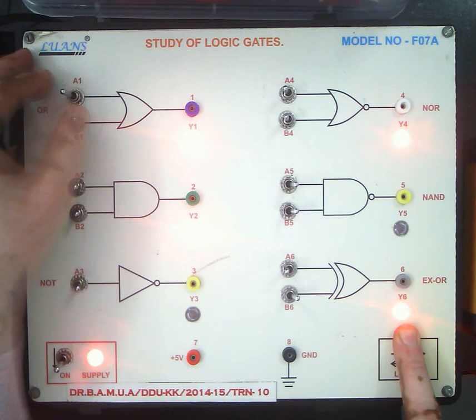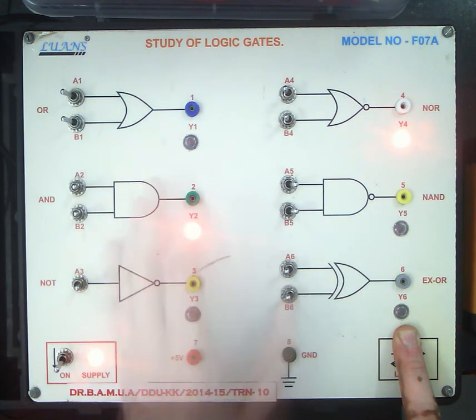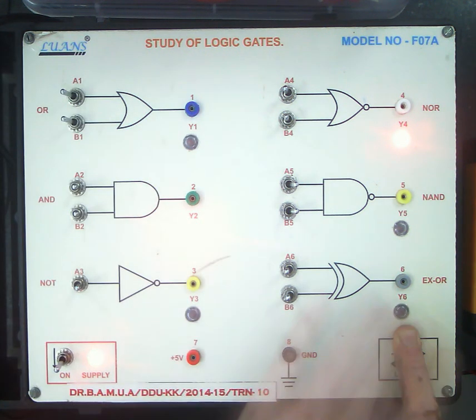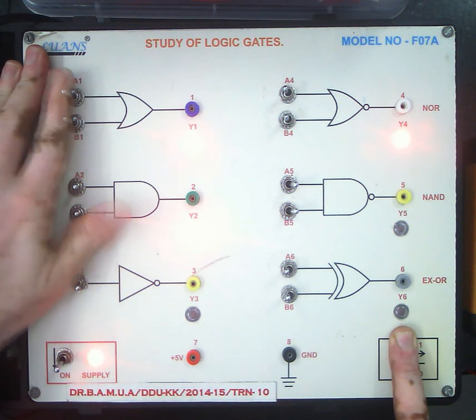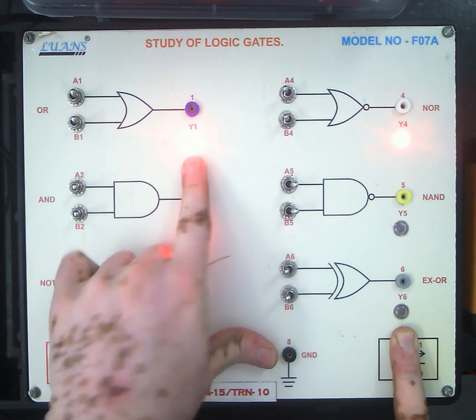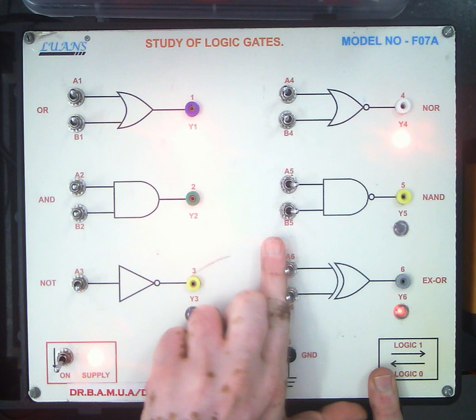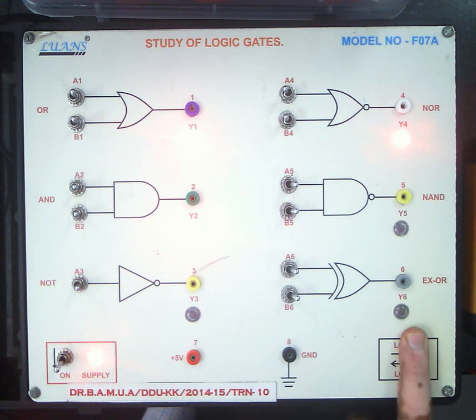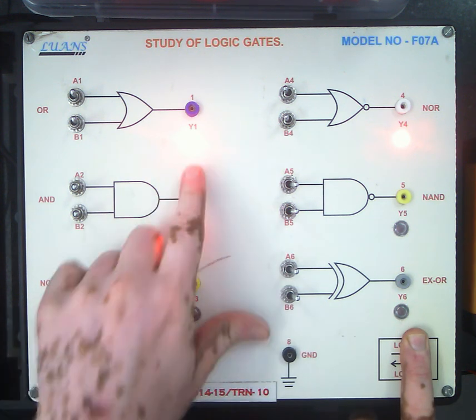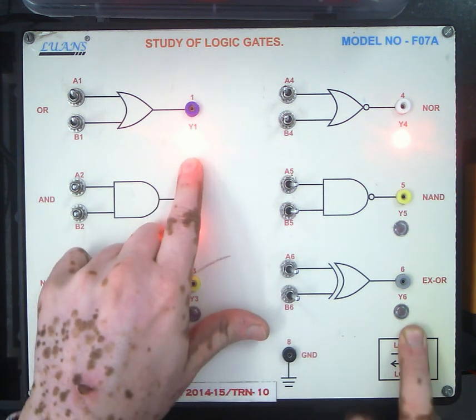Okay. Now I will make both of them low. You see both of them low. They are low. Now see the difference. I will make both the inputs high for an OR, and I will make both the inputs high for an XOR. You can find the output is low. While in case of an OR, the output is high.